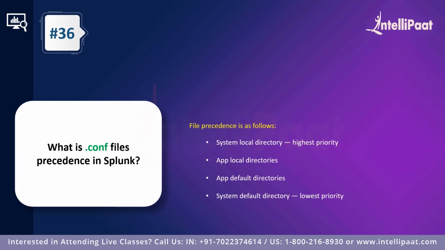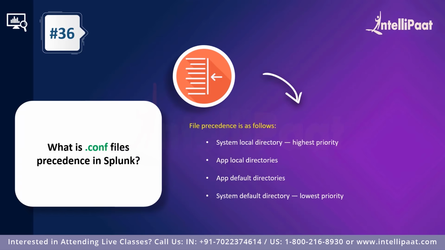And then coming to the 36th question, it says, what is the .conf file precedence in Splunk? Well, the file precedence is as follows. From the highest priority to the lowest priority, you of course have the system local directory first, and then at a slightly lower priority, you have the app local directories, and then you have the app default directories, and the lowest priority in terms of configuration file precedence goes to the system default directory. Whenever you're mentioning this, especially when answering questions about precedence, you can either start from low priority or high priority, but do go in order, and that's something which is very vital.